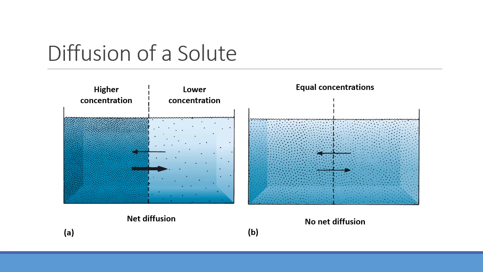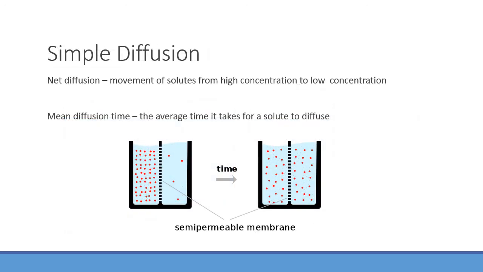Once it's equalized out, once you have equal concentration on both sides, it doesn't really matter because you're going to have as much going in as what's going out, essentially, right? And do that random movement. Okay. Again, that net diffusion is that movement of solutes from high to low concentration.